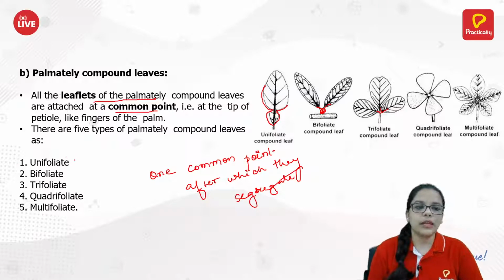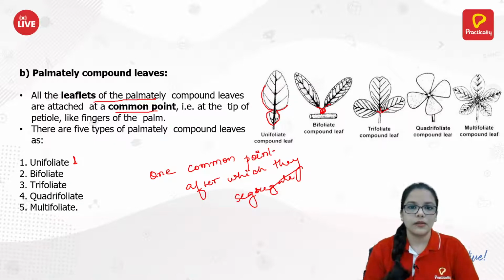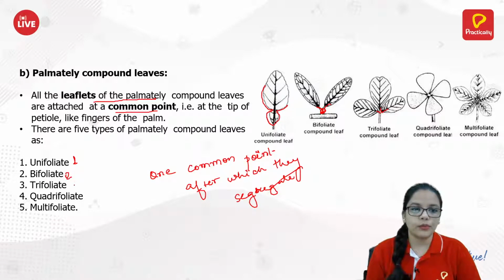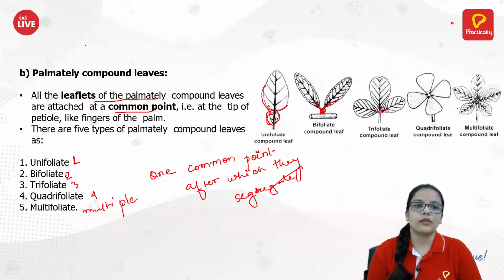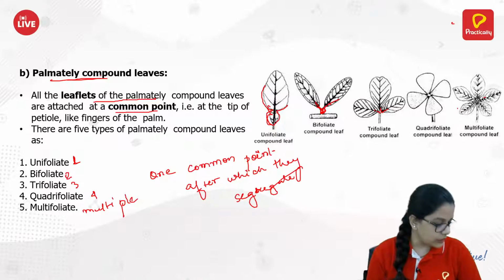Okay, so unifoliate will have 1, bifoliate will have 2, trifoliate will have 3, quadrifoliate will have 4, and multifoliate will have multiple. You can see it in the diagram and you can understand. See, this is 1 point and then it's going 2, 3, 4, multiple. So these are known as the palmately compound leaves.